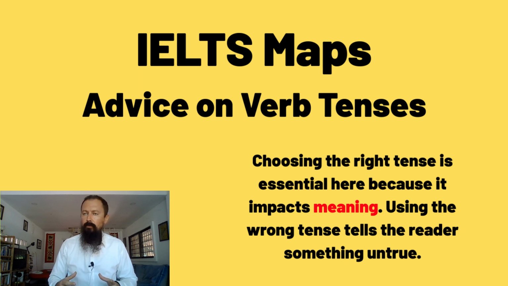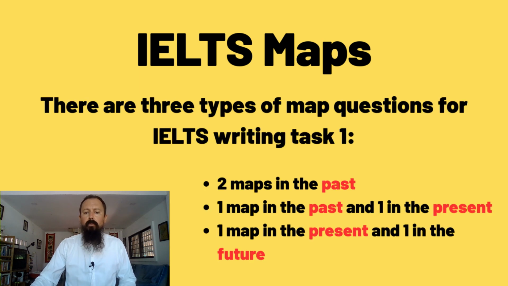By that, I mean, if you use the wrong verb tense, if you use present simple instead of past simple, for example, or present perfect instead of past perfect, you're telling the reader that something completely different took place, or it took place at a completely different time. And this is a very, very big problem. So what we're going to do is look at three kinds of maps that we're going to encounter in IELTS. And we're going to look at the verb tenses we need for each situation.